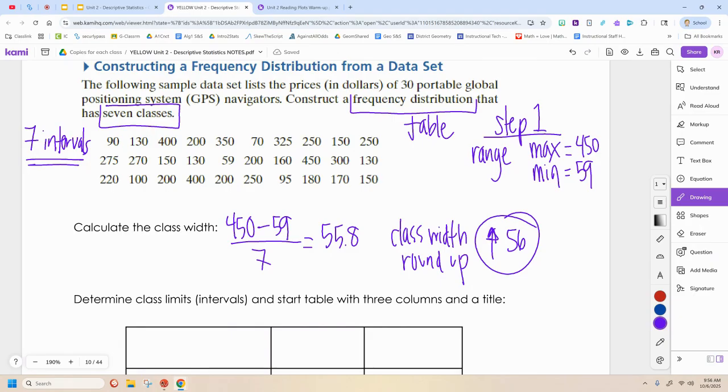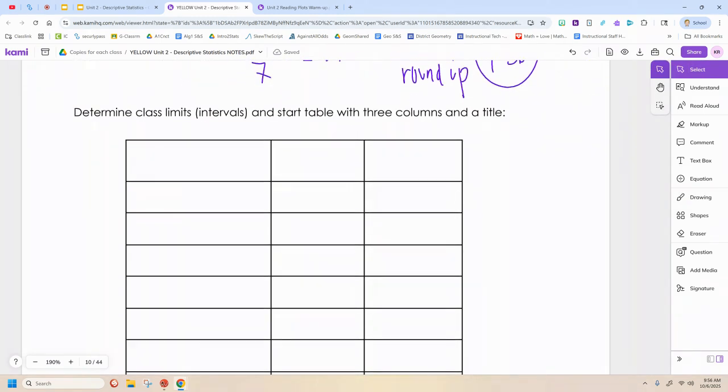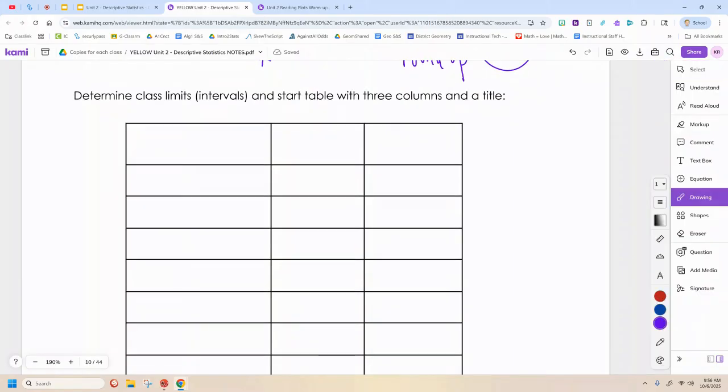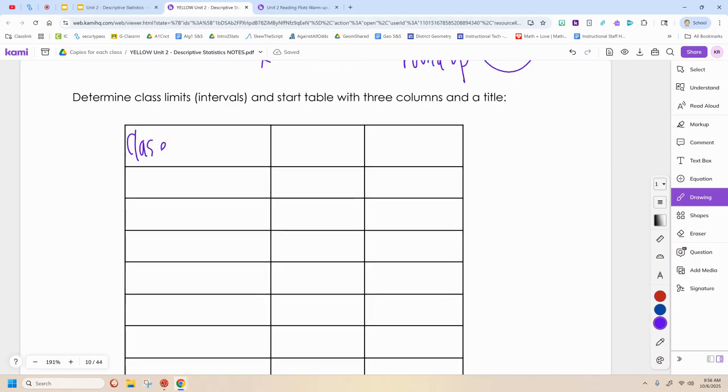56 is our width. Okay. So now we're going to construct our classes. And that's where they talk about doing the class limits. So you're going to want 3 columns, and I usually always give you the columns. The first one is our classes, which remember, that is the same thing as intervals. If you want to put the word intervals, that's fine, but then you need to know that when the problem says class, you're able to translate. So it's classes.